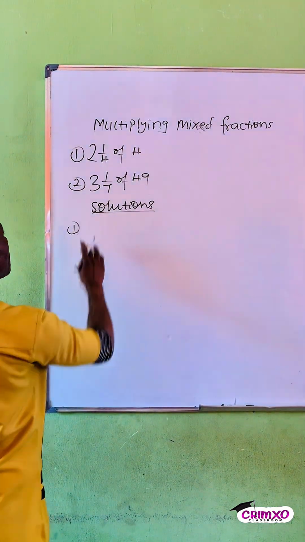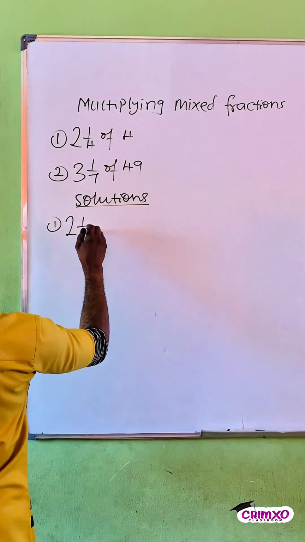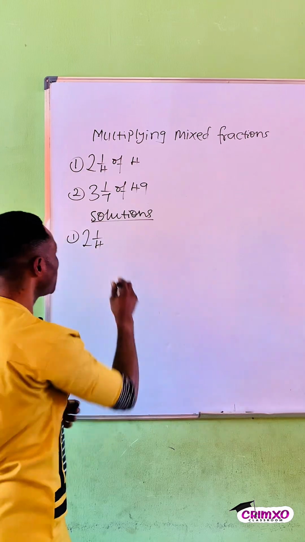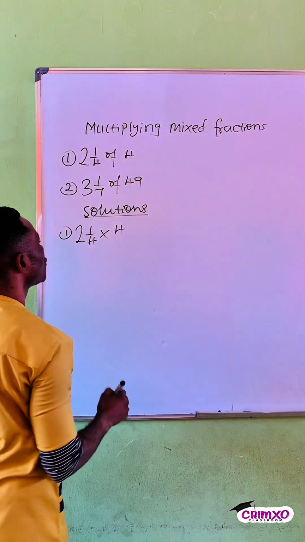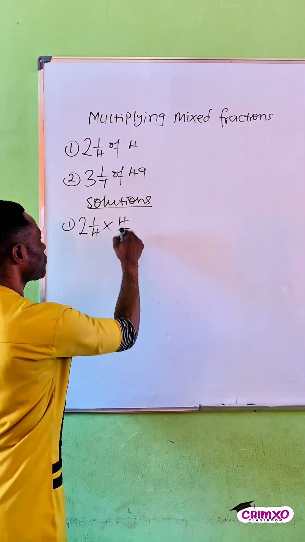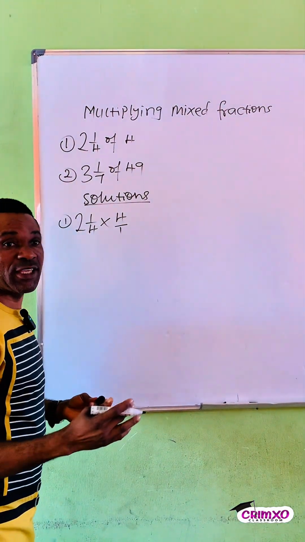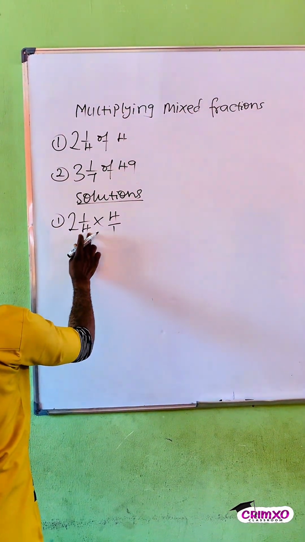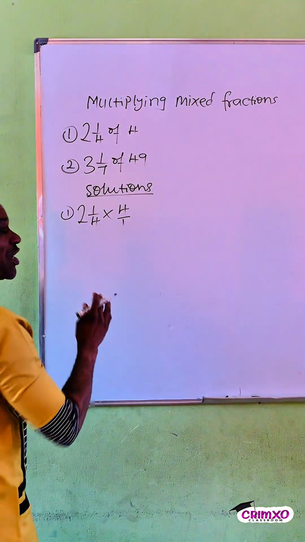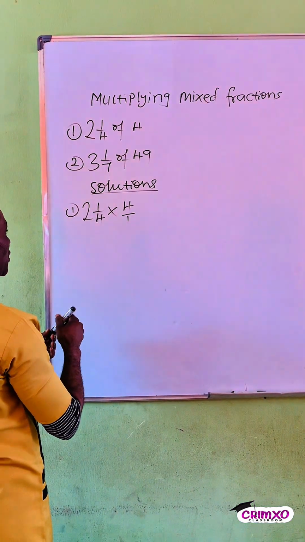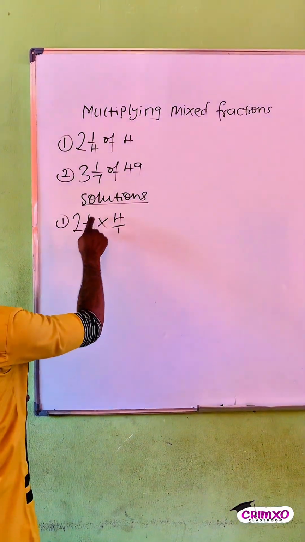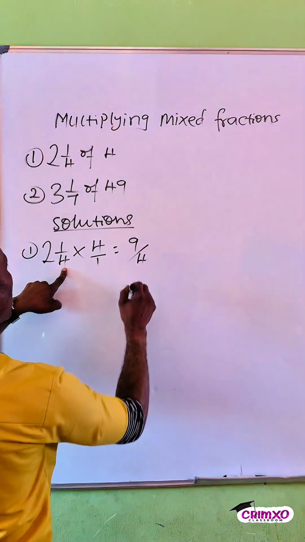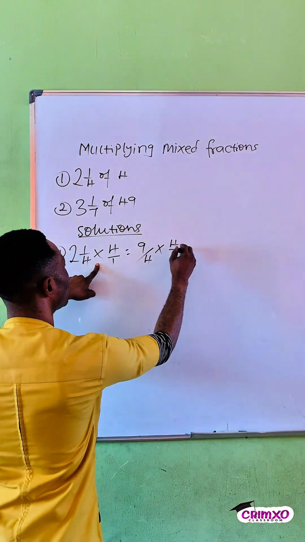So the first one is 2 whole number 1 over 4. The "of" is going to be changed to a multiplication sign, which is times 4. Here you can make the 4 over 1, because any number standing alone is always over 1. The first thing we are going to do now is change this mixed fraction to an improper fraction. That is 4 times 2, 8. 8 plus 1 will give us 9. That is 9 over 4 times 4 over 1.